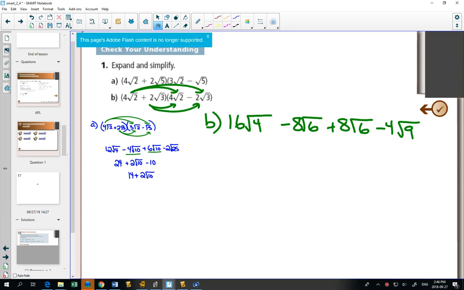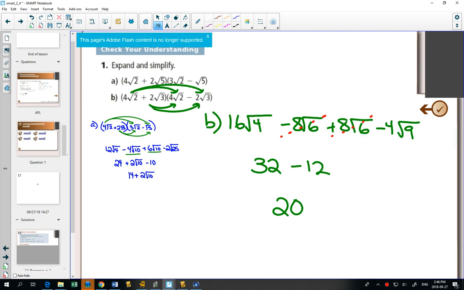Any like terms? Yes. These ones beautifully disappear. 16 times root 4, well, square root of 4 is 2. 2 times 16, 32. Square root of 9 is 3. Negative 4 times 3, negative 12. Put those together, and we get 20.